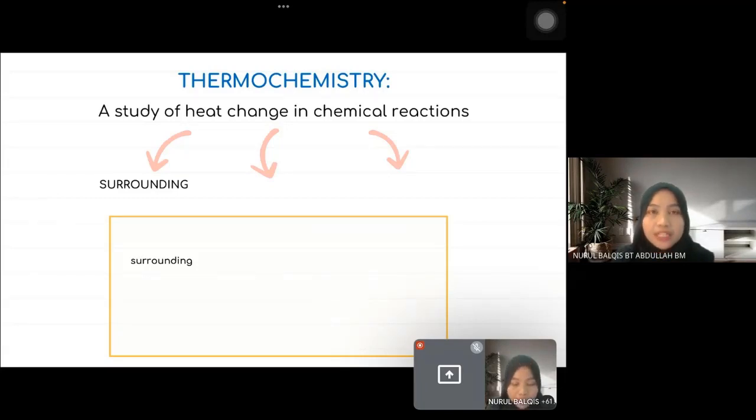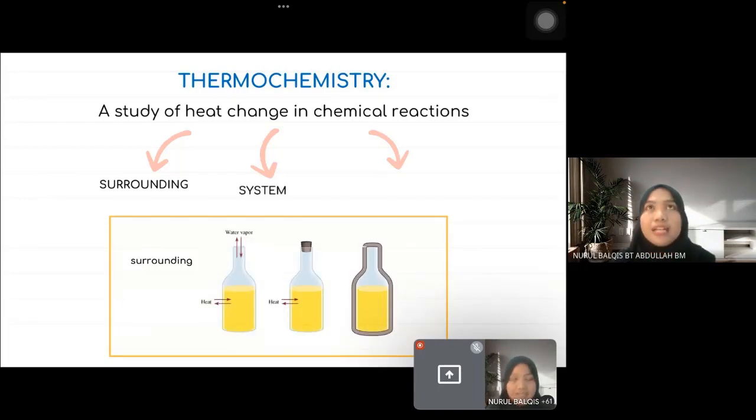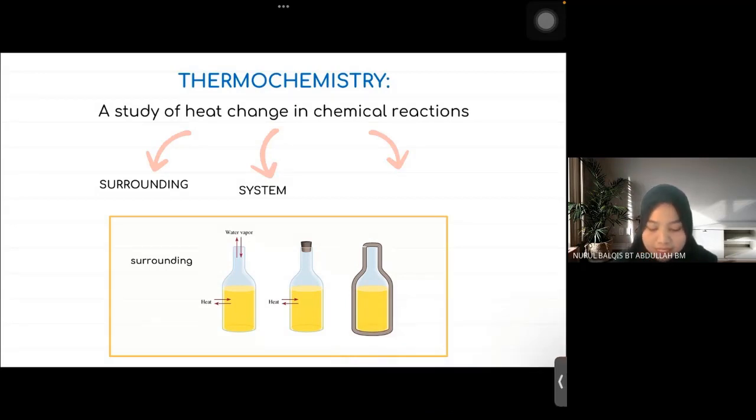First, you need the surrounding. Kita tahu surrounding is our persekitaran. Okay, persekitaran kita macam udara semua ni. Okay, and then dalam satu sistem mestilah ada sistem. Dalam chemical reaction mesti ada sistem dia. So kita ada 3 jenis sistem yang awak kena tahu. Sistem kita ada 3 jenis.